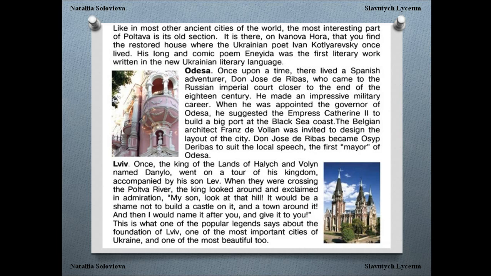Once the king of the land of Halych and Volyn, named Danilo, went on a tour of his kingdom accompanied by his son Lev. When they were crossing the Poltva river, the king looked around and exclaimed in admiration, "My son, look at that hill. It would be a shame not to build a castle on it and a town around it. And then I would name it after you and give it to you." This is what one of the popular legends says about the foundation of Lviv, one of the most important cities of Ukraine and one of the most beautiful too.